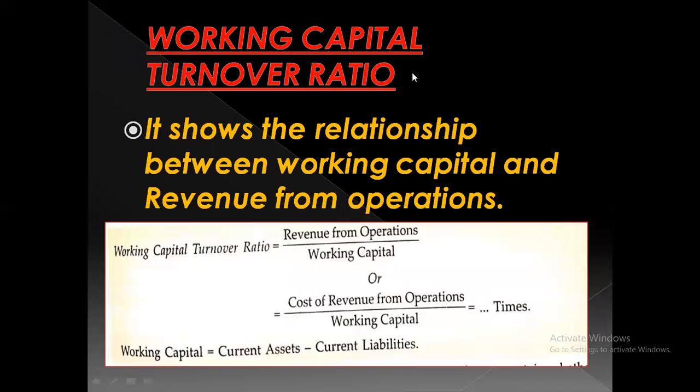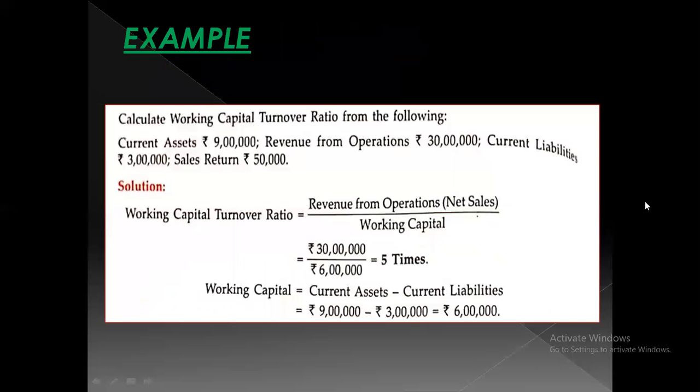Now, working capital turnover ratio. This ratio establishes the relationship between the working capital and revenue from operation or cost of revenue from operation. Students, you can calculate this ratio by both the ways. You can take revenue from operation, you can also take cost of revenue from operation, and the ratio is calculated in times. And the formula to calculate working capital is current asset minus current liability.